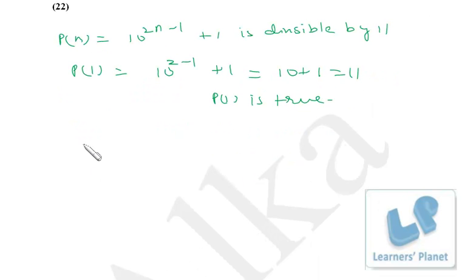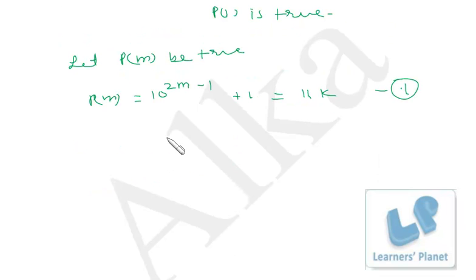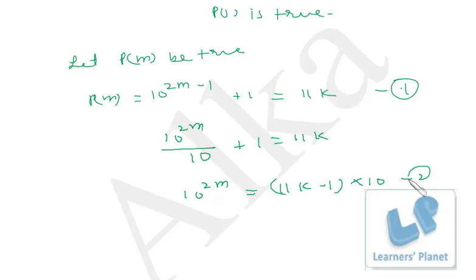Okay, now next, let Pm be true. That means Pm is 10 to the power 2m minus 1 plus 1 is divisible by 11. So if it is divisible by 11, it will be equal to 11k. Okay, that is the first equation. We can simplify this: 10 to the power 2m by 10 plus 1 is equal to 11k. So 10 to the power 2m is equal to 11k minus 1 into 10. Okay, that is the relationship we have found.